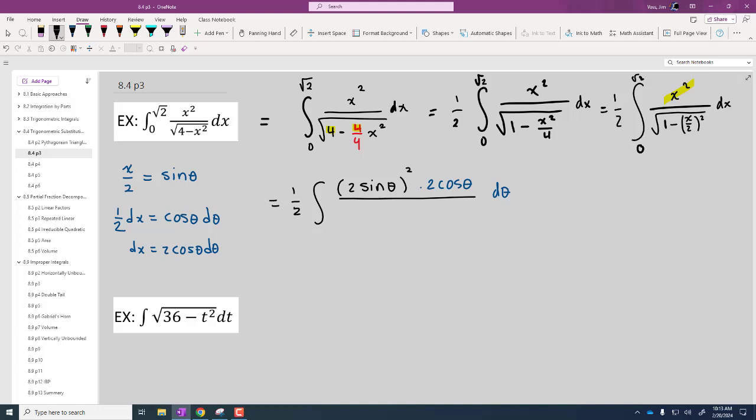Over cosine. And then, down in the denominator, we'll write it out in gory detail this first time for sure. So this is going to be 1 minus sine squared of theta.